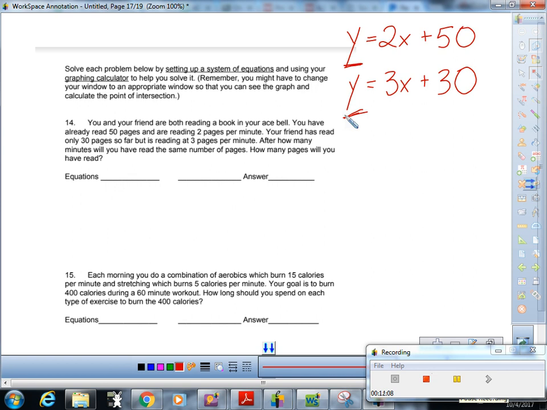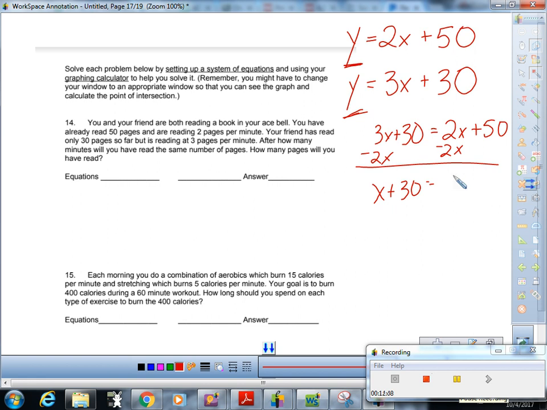The easiest way to do this would be in your calculator, or just to write 3x plus 30. Since they're both equal to y, that means that they must be equal to each other. That's a transitive property from Algebra 1 and from geometry. Subtract 2x from both sides. You get x plus 30 is 50. Subtract 30. You get x is 20.